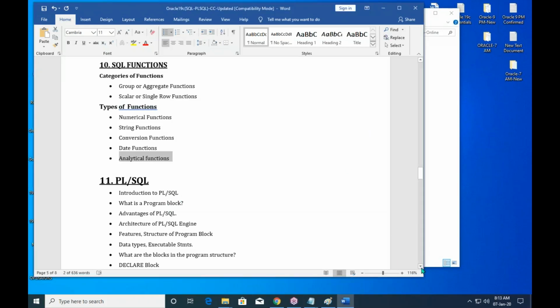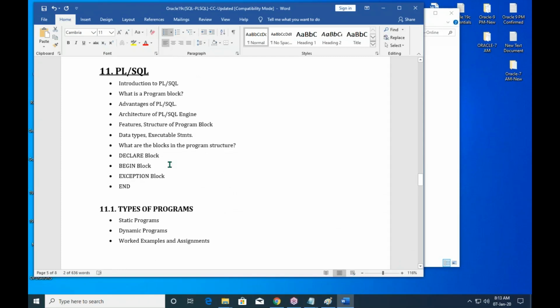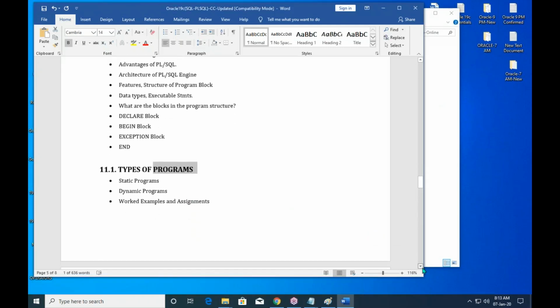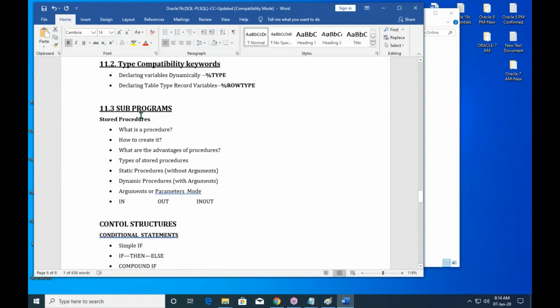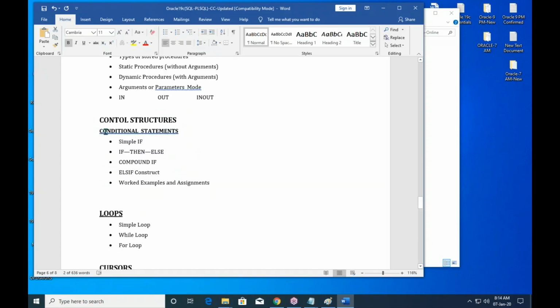And next, in PLSQL, we will discuss anonymous blocks. An anonymous block is a program not saved in the server. Next, what are subprograms? Procedures, functions, packages, triggers, and control structures. Control structures are conditional statements, loops, case.